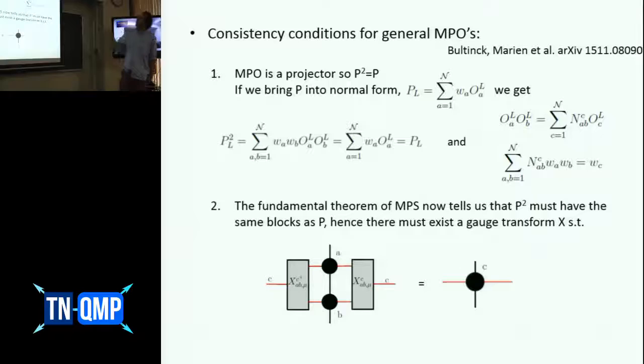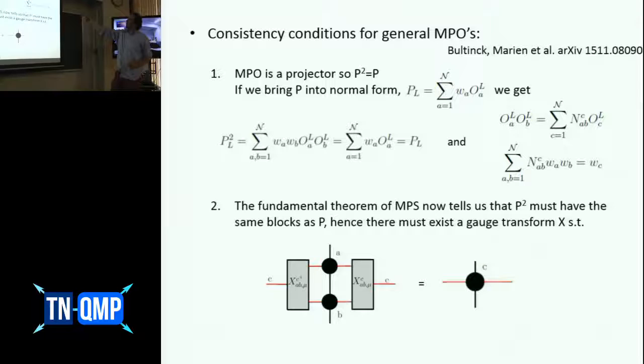That means, with the fundamental theorem, that if I take this MPO and multiply it by itself, this has to be brought into normal form in such a way that it is equal to the original one. This actually means that if I take an MPO and multiply it with another MPO, the square of this is a linear combination of the original ones, because that's exactly what P squared is equal to P tells you. This thing, which is a sum of block diagonal MPOs, if I take the square of it, has to be equal to itself. That means the injective parts of your MPOs themselves must satisfy some kind of non-trivial relation.